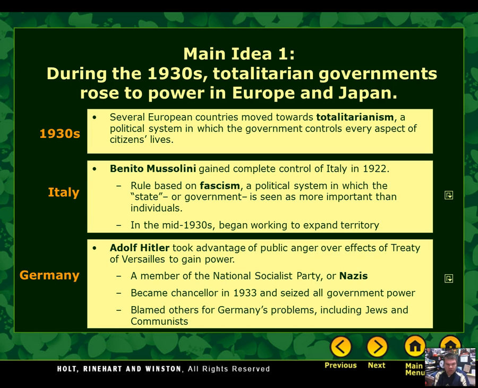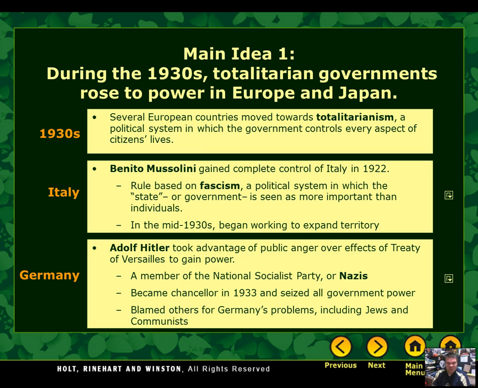Many of you have heard from your classmates about Adolf Hitler and his rise to power. Adolf Hitler took over Germany in the 1930s. He officially becomes chancellor by being elected to that position in 1933. And once he had that power, he then takes over the entire government. He was a member of a party called the National Socialist Party, or for short, they were called the Nazis. And Hitler's government and his rule was based on blaming others for Germany's problems, including Jews and communists.